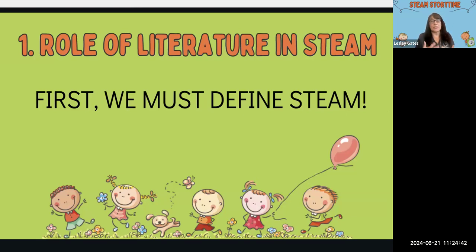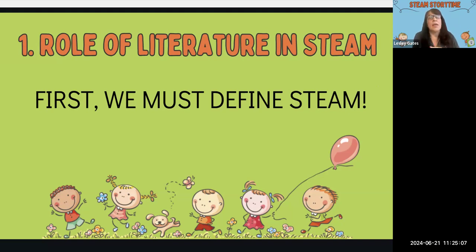So as we get into it, one of the goals for the session was to think about, well, what is the role of literature in STEAM? Can't we do these STEAM projects without children's literature? And of course, my answer is absolutely you can. But it does play a really important role. And I want to make sure we talk about that.